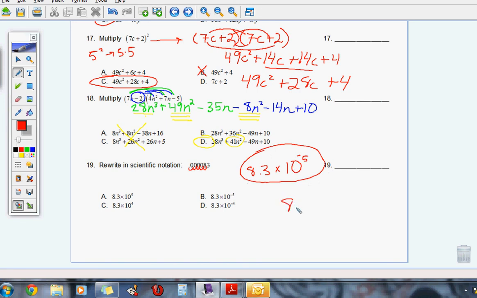If you would have given me this as your answer, 8.3 times 10 to the 5th, please just think the other way. The first thing you would do to this problem is move the decimal to the right 5. That's a very large number. That is not what we're looking for. So B is the correct answer.